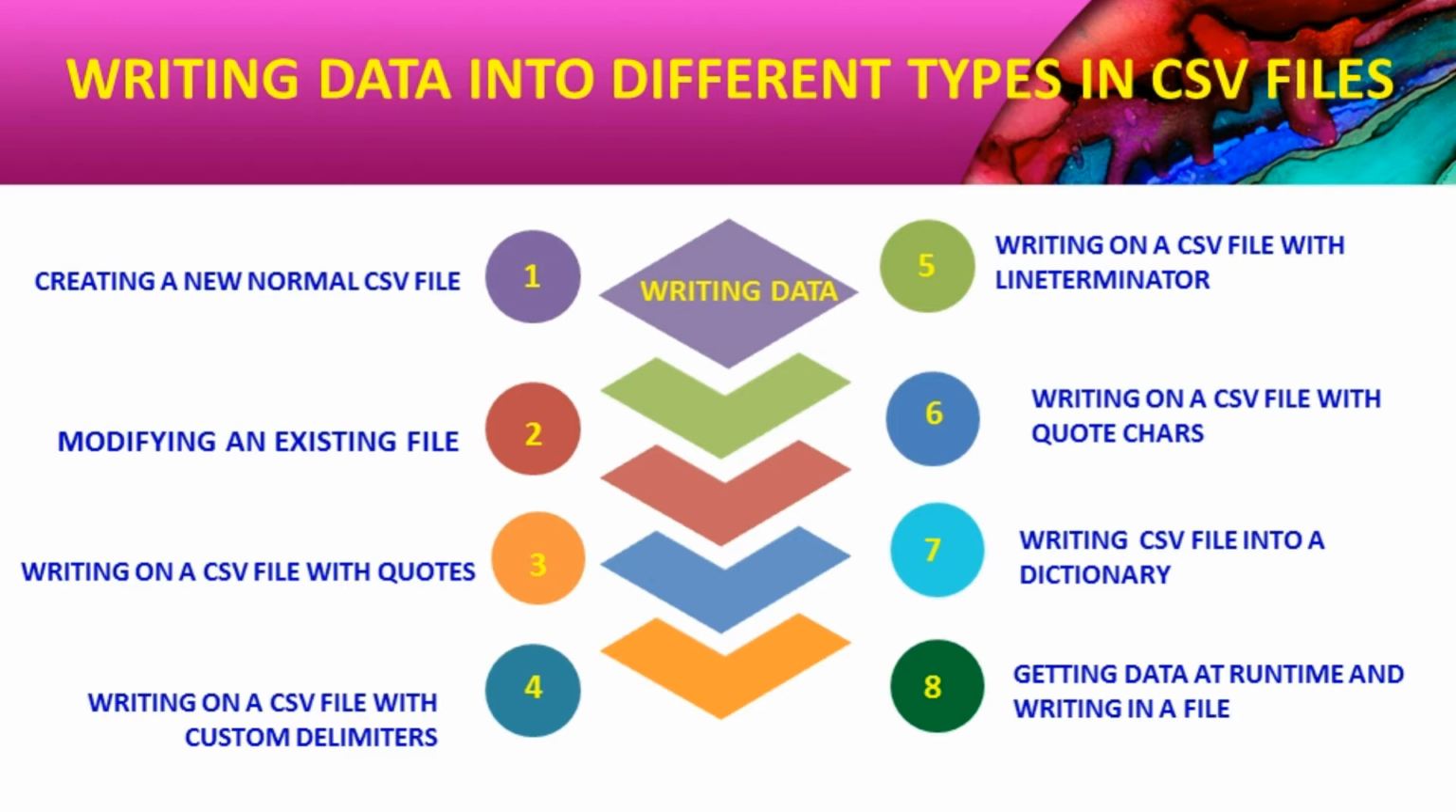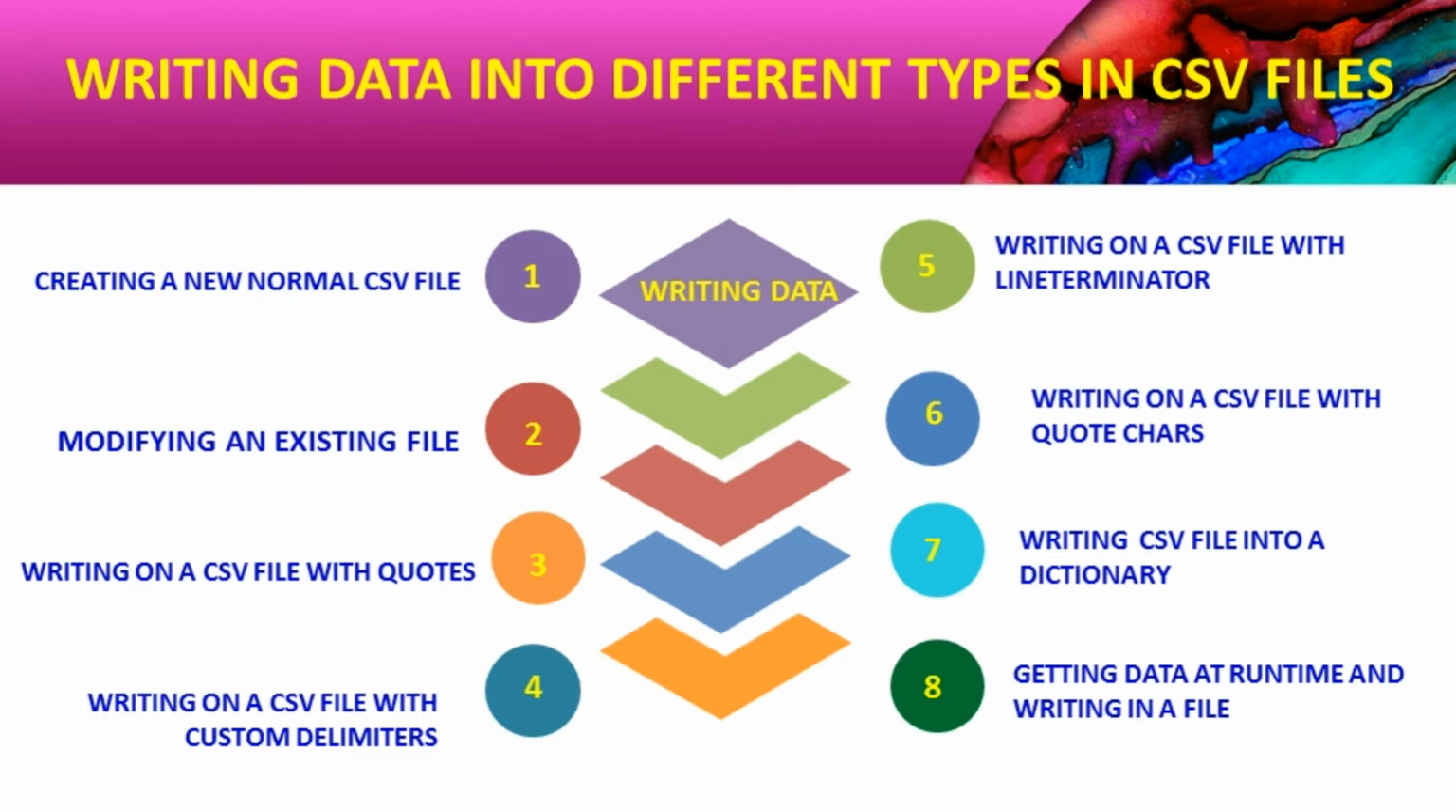Fourth one is writing on a CSV file with custom delimiters. Here we write data and it also has to be filled with some spaces. Fifth one, writing on a CSV file with line terminator. Here the line terminator means we enter the data in a new line, filled with some spaces. Sixth one is writing on a CSV file with quote case, where some of the characters are enclosed by double quotes.